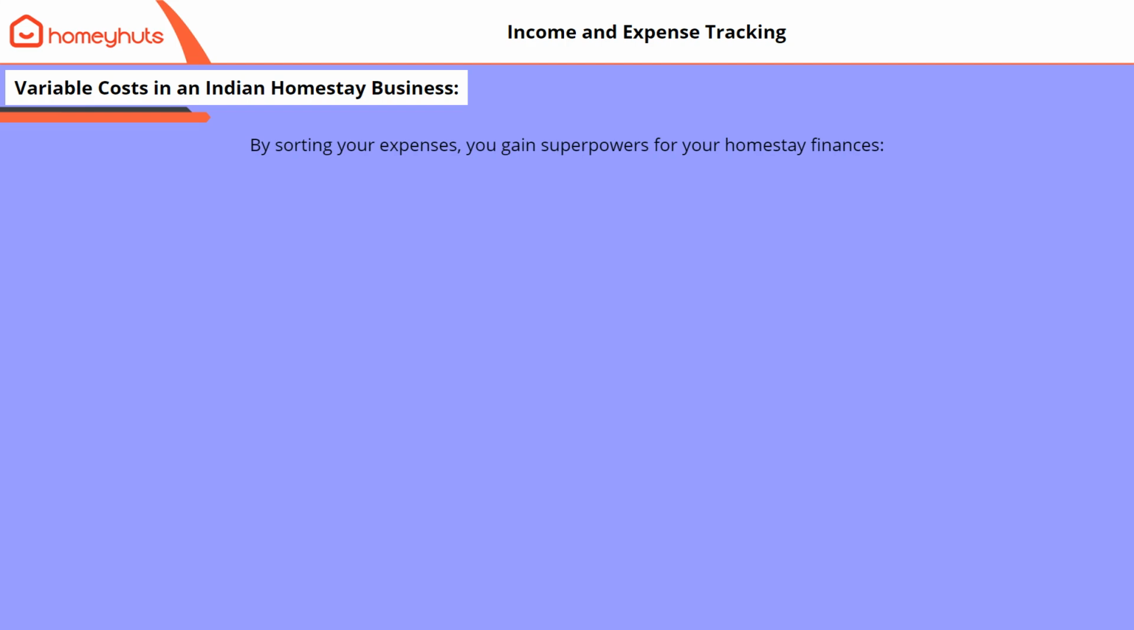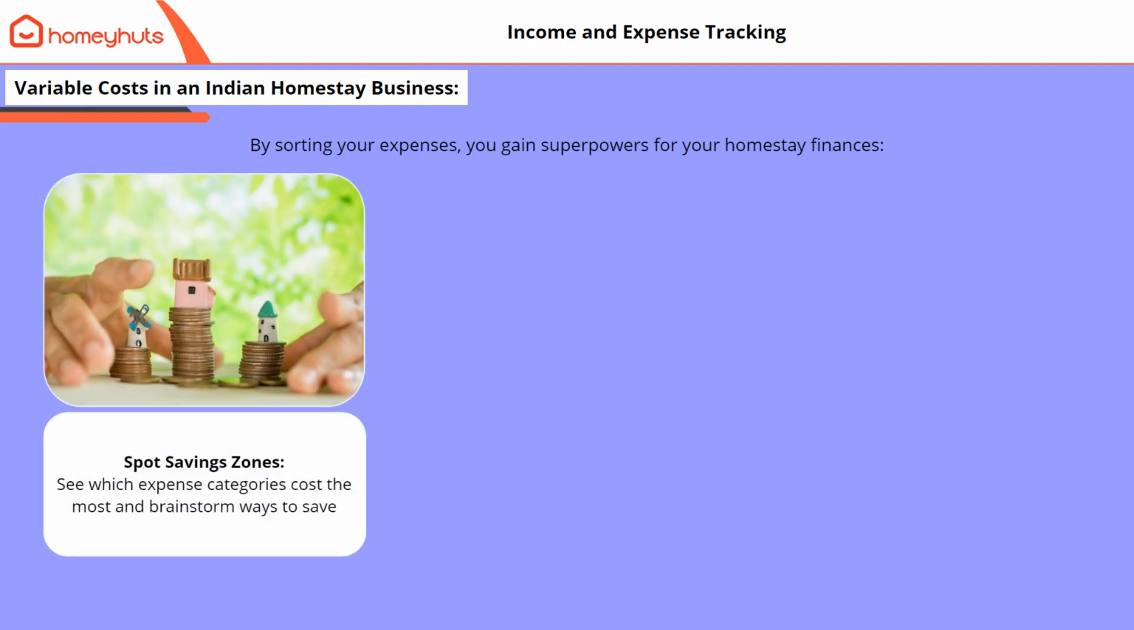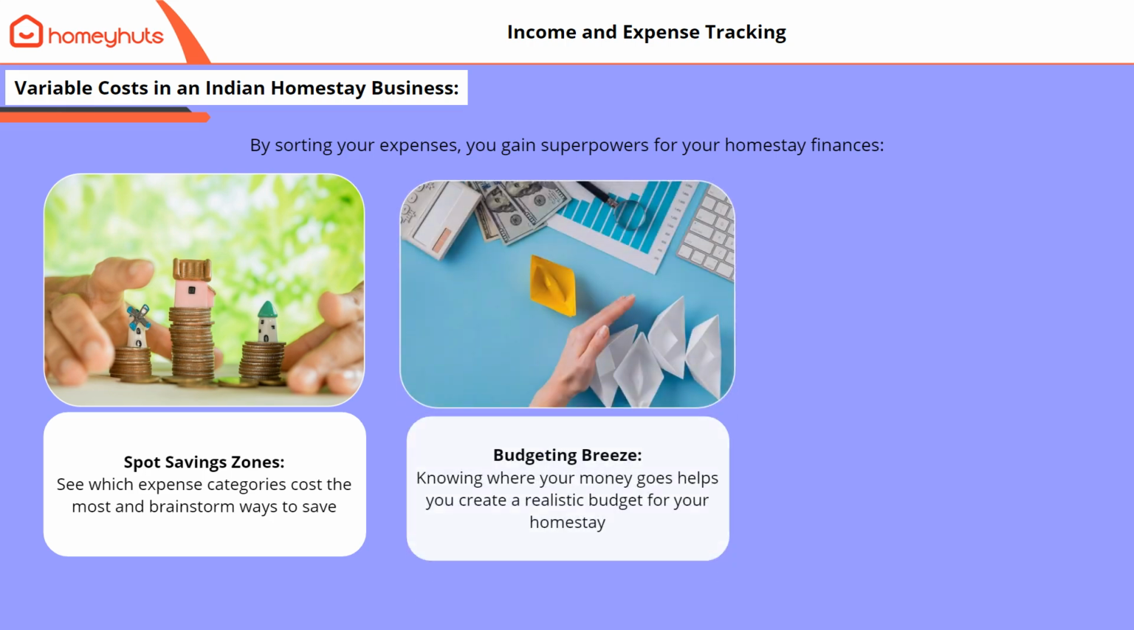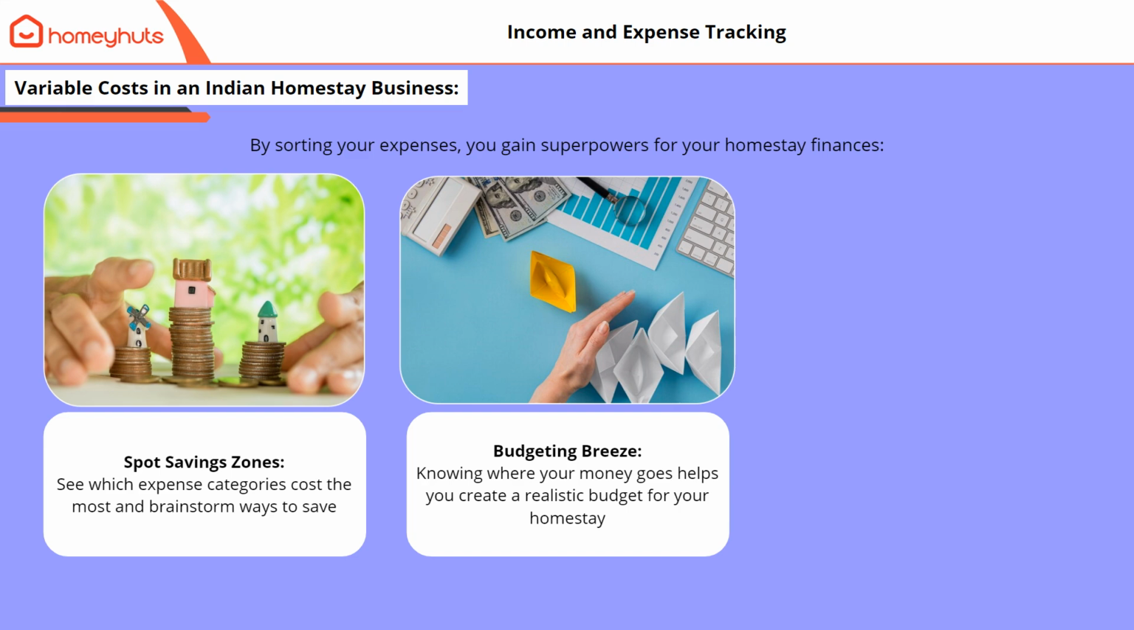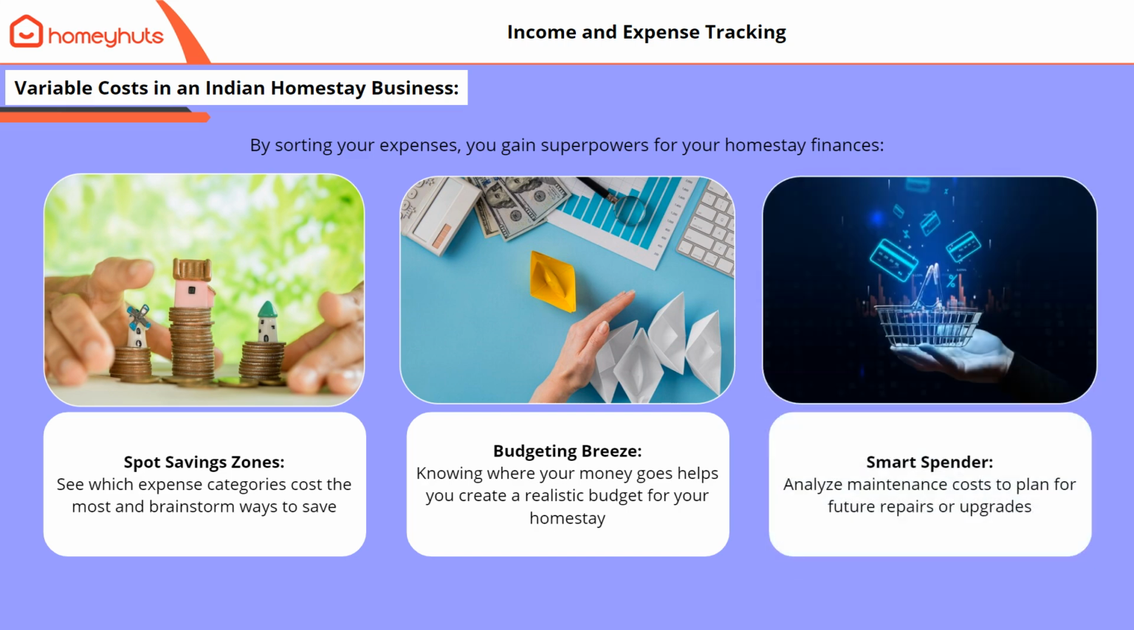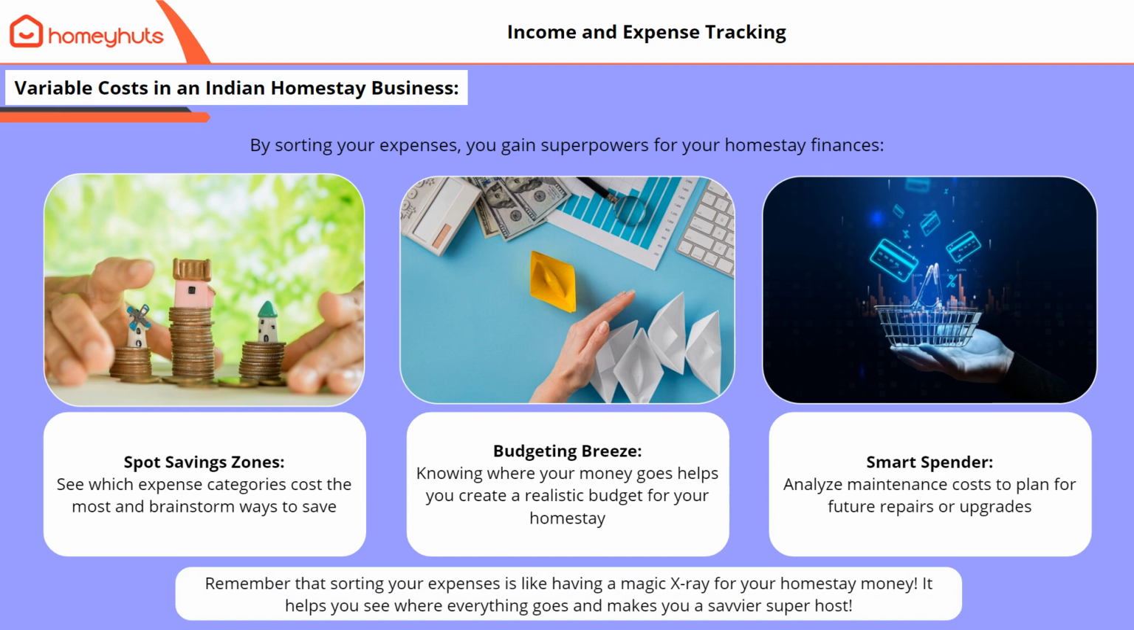Now let's look at the benefits of sorting your spending. By sorting your expenses, you gain superpowers for your homestay finances. Spot savings zones. See which expense categories cost the most and brainstorm ways to save, like switching to energy-saving light bulbs. Budgeting breeze. Knowing where your money goes helps you create a realistic budget for your homestay. And smart spender. Analyze maintenance costs to plan for future repairs or upgrades. Remember that sorting your expenses is like having a magic X-ray for your homestay money. It helps you see where everything goes and makes you a savvy superhost.